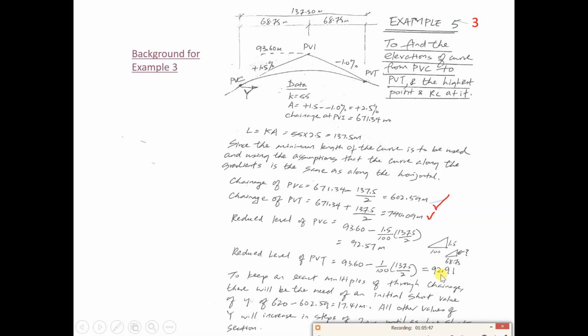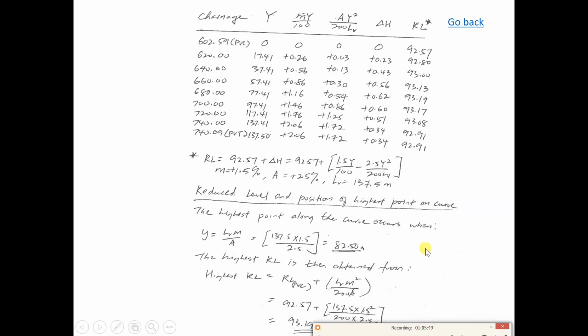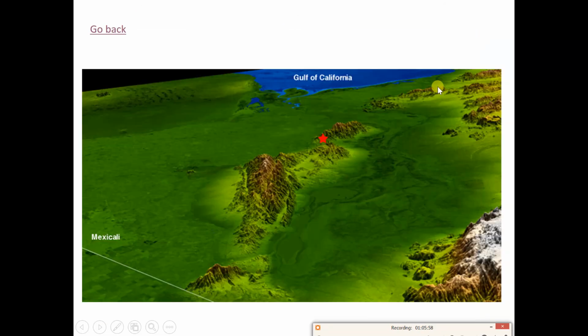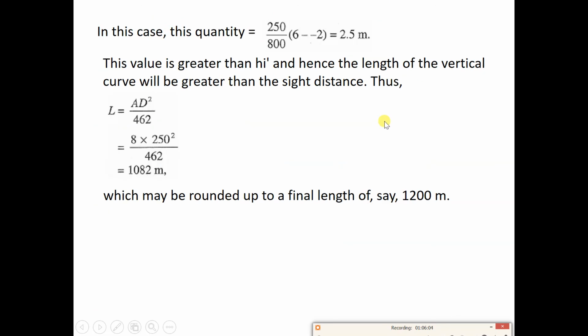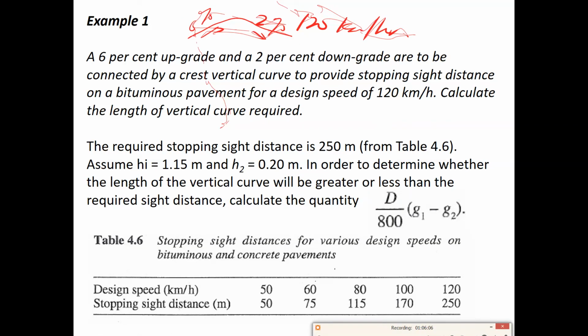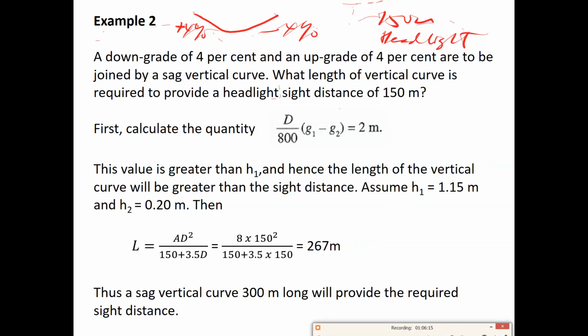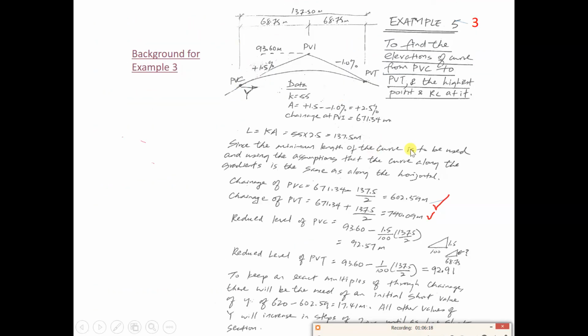Okay. So this is the example that we will look through during the tutorial. All the rest I think we have covered. So we finished with this vertical alignment. During the Zoom session, we will look at this. We do have a tutorial on this to find the reduced level at the various chainages along a vertical curve. We will do that during the Zoom session.